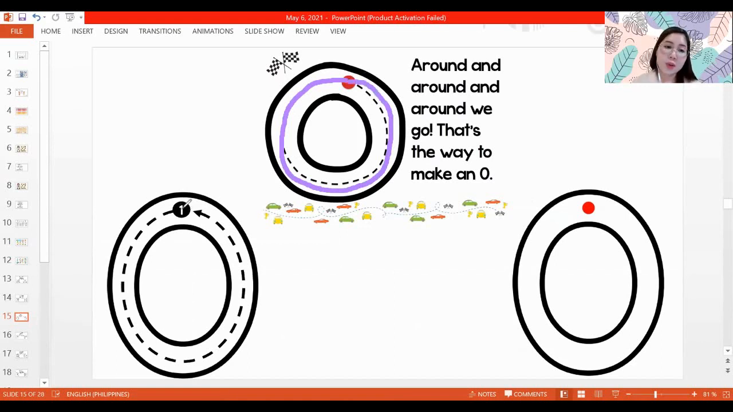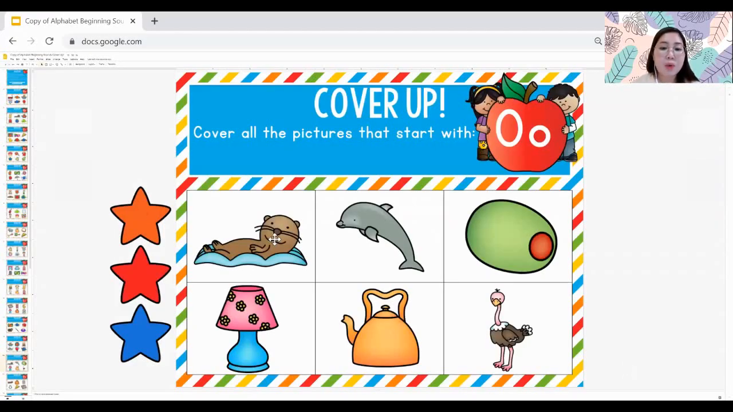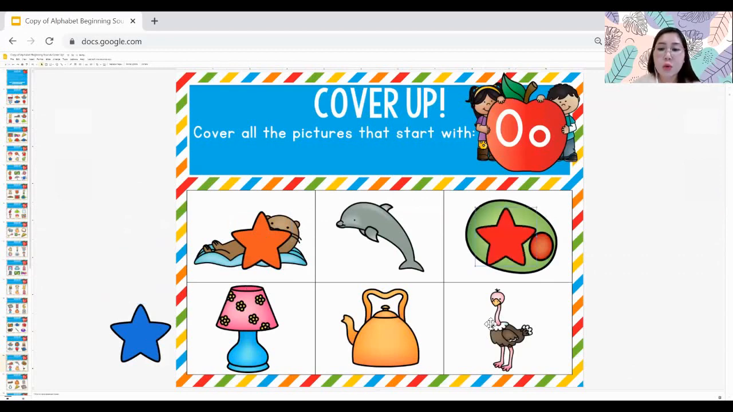I want you to write also on your whiteboards. Go down, up. And stop. One more. We go down, make a curve, go up, and we close. We have the letter O, capital letter O. And let's see what the pictures that begin with the letter O. So we have O is for otter, O is for olive, and O is for ostrich.